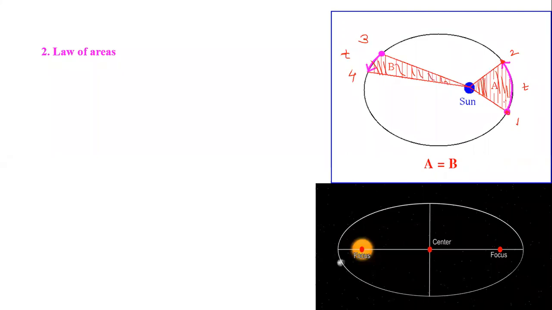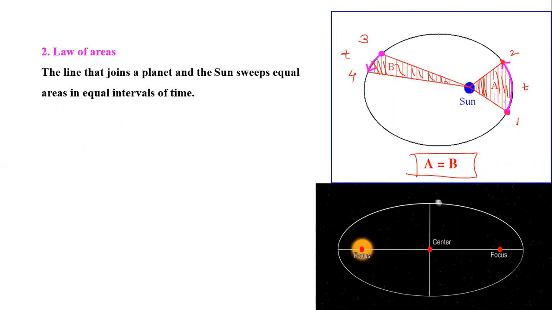If both the times are same, then areas are same. So here you can see here A is equal to B. So area A and area B both are same. So we can write here, line joining sun to planet sweeps equal area in equal interval of time. And this is law of areas.